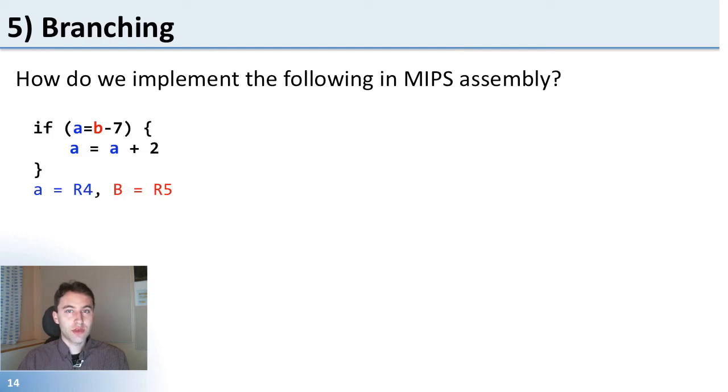The last question was about branching. How do we actually implement this C code in MIPS assembly? The trick to this question was there's no instruction which says compare if b minus 7 equals a. So we're first going to have to do b minus 7 and then compare if it equals a. Let's take a look at that. The first instruction here is going to be a subtract immediate, and I'm going to subtract 7 from R5. If R5 is b, I'm storing b minus 7 into a temporary register, R2.